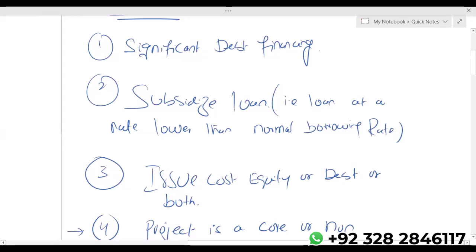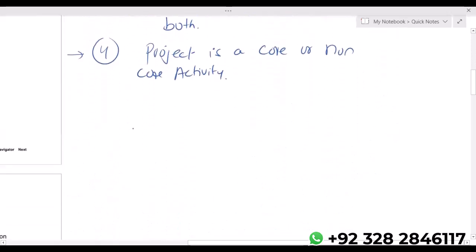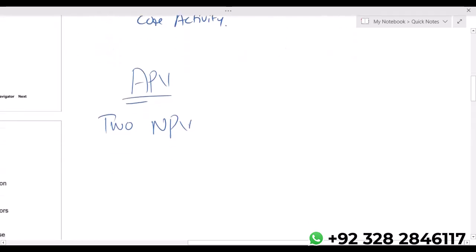Now, next question: what is APV, adjusted present value itself? Logically, APV is the combination of two NPVs. APV is the combination of two NPVs. Number one is base case NPV.